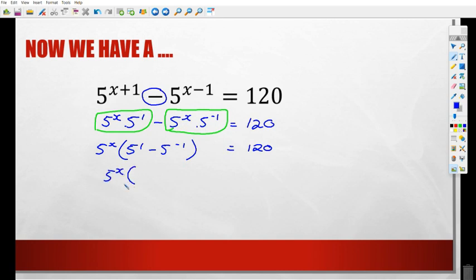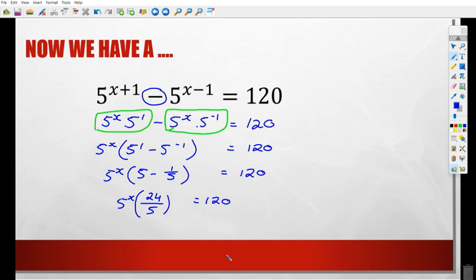Let's simplify this bracket. What's 5 minus 5 to the negative 1? I don't like that. What am I going to change that to? 5 minus 1 over 5, equals 120. And what is 5 minus 1 over 5? That's 24 over 5. In a bracket, I'm left with 5 to the x, and that's equal to 120 over there.